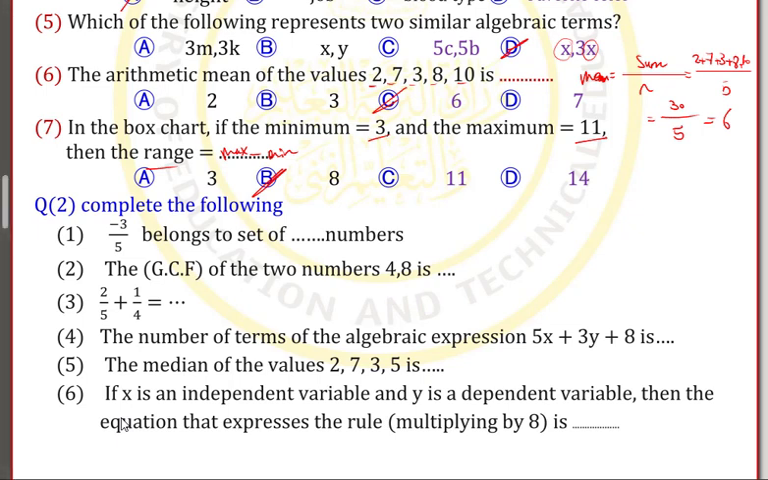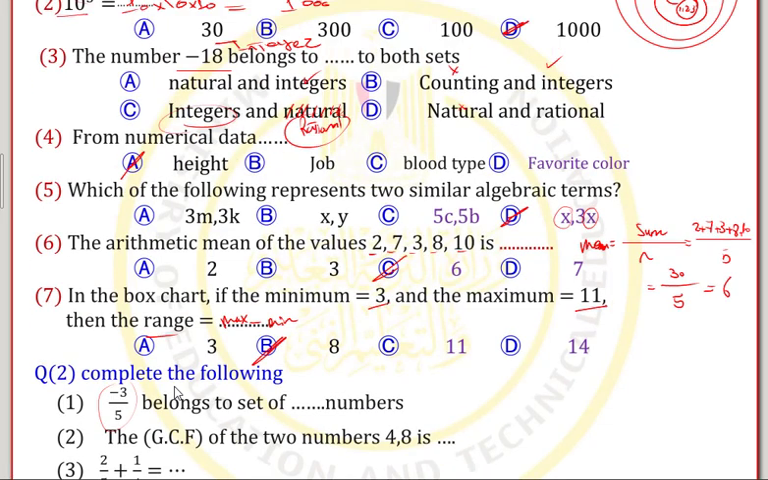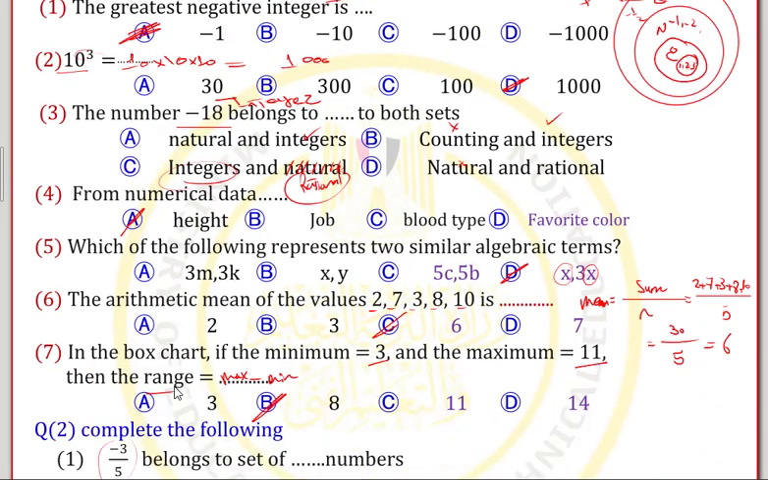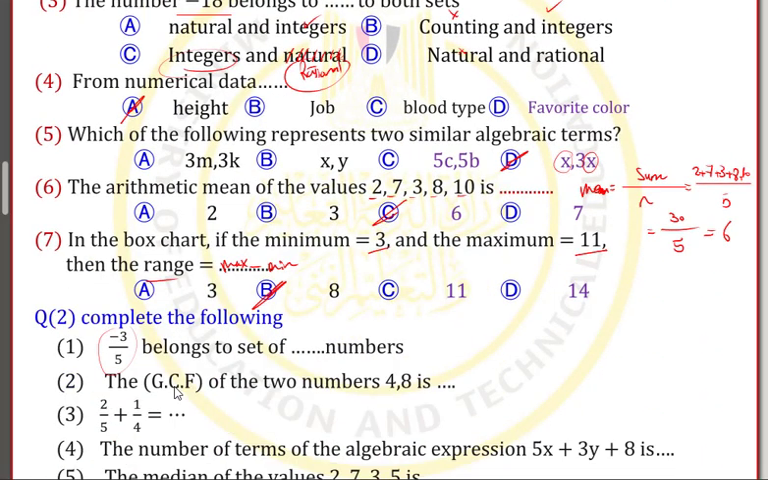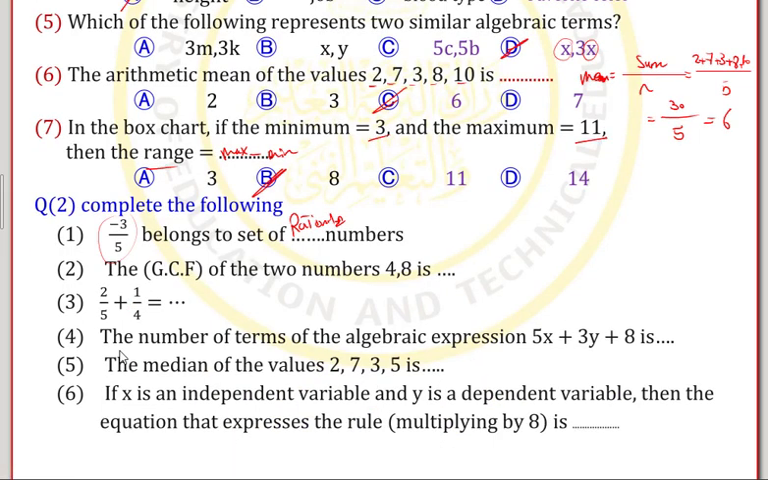Question number 2. Negative 3 over 5 belongs to the set of space numbers. Here negative 3 over 5 is a fraction, and the only set which has fractions, as we said before, is the rational numbers. He already wrote numbers, so rationals.